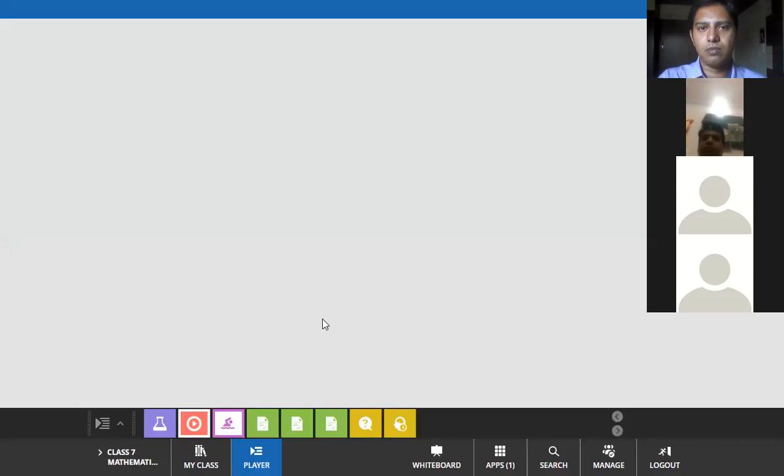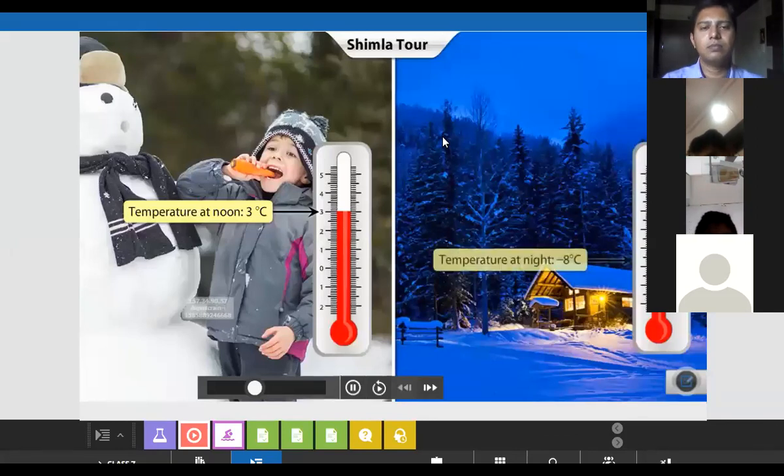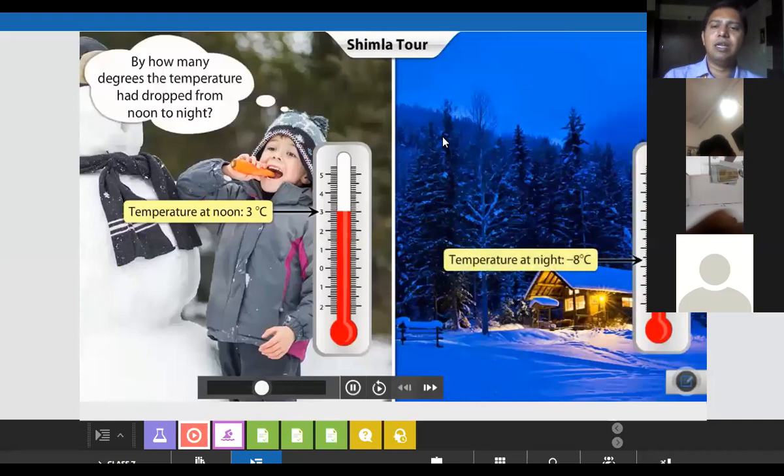He reached Shimla around noon. The temperature at that place was recorded as 3 degrees Celsius. During night time, he was surprised to see the temperature recorded as negative 8 degrees Celsius. So when he joined Shimla, it was 3 degrees. In the night, it was minus 8 degrees. He needs to find the total drop. Let's help him.